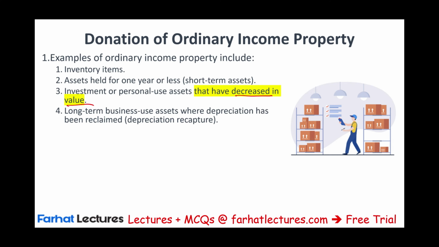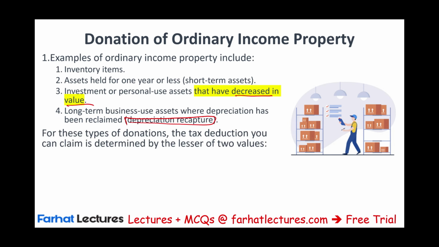Long-term investment asset used where depreciation has been claimed, which means you have depreciation recapture. So when you have depreciation recapture, it's considered ordinary income property. Now if you don't know what depreciation recapture is, I'm going to cover briefly an example, but you should know what depreciation recapture is, but don't worry, we'll work a brief example illustrating this concept. So for these types of donations, ordinary income property, what's going to happen is this.